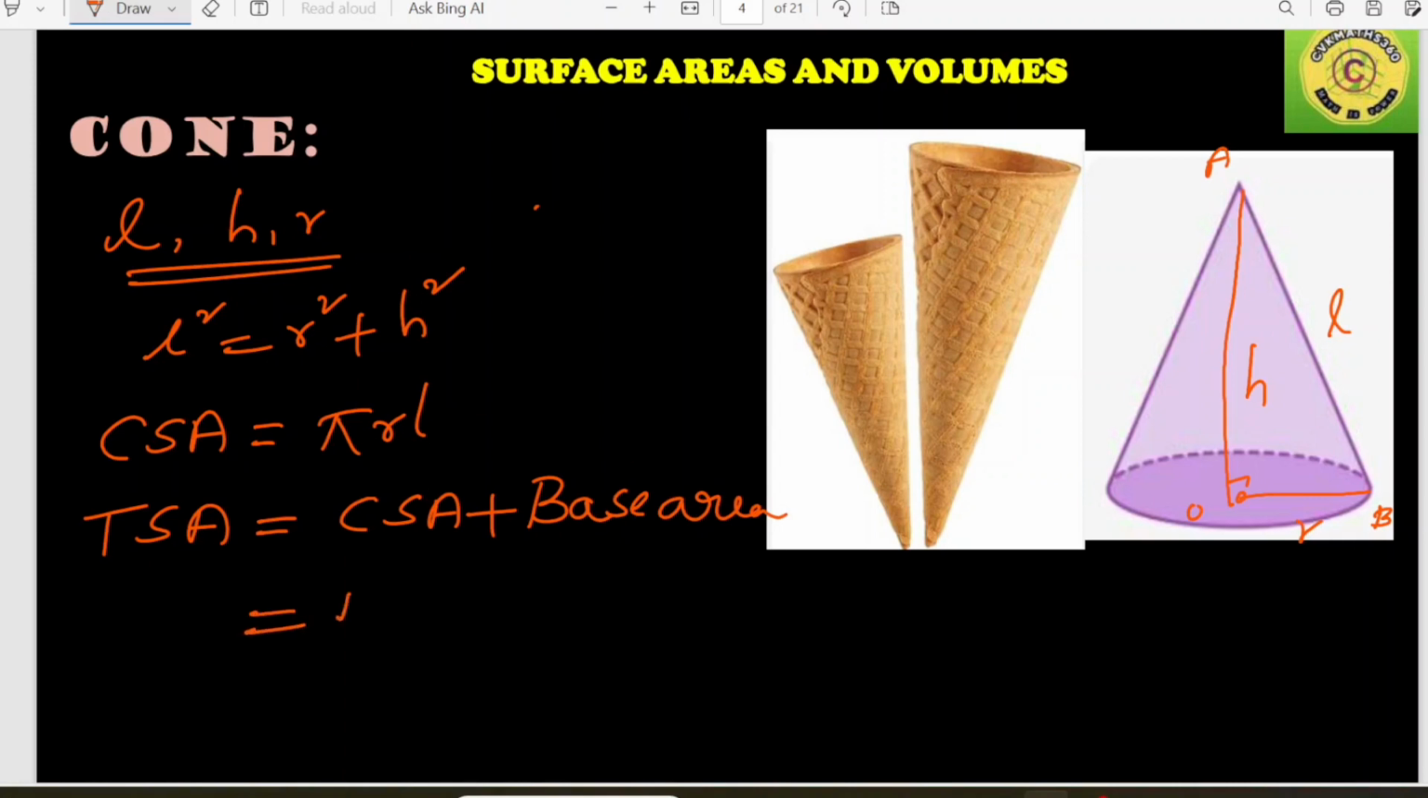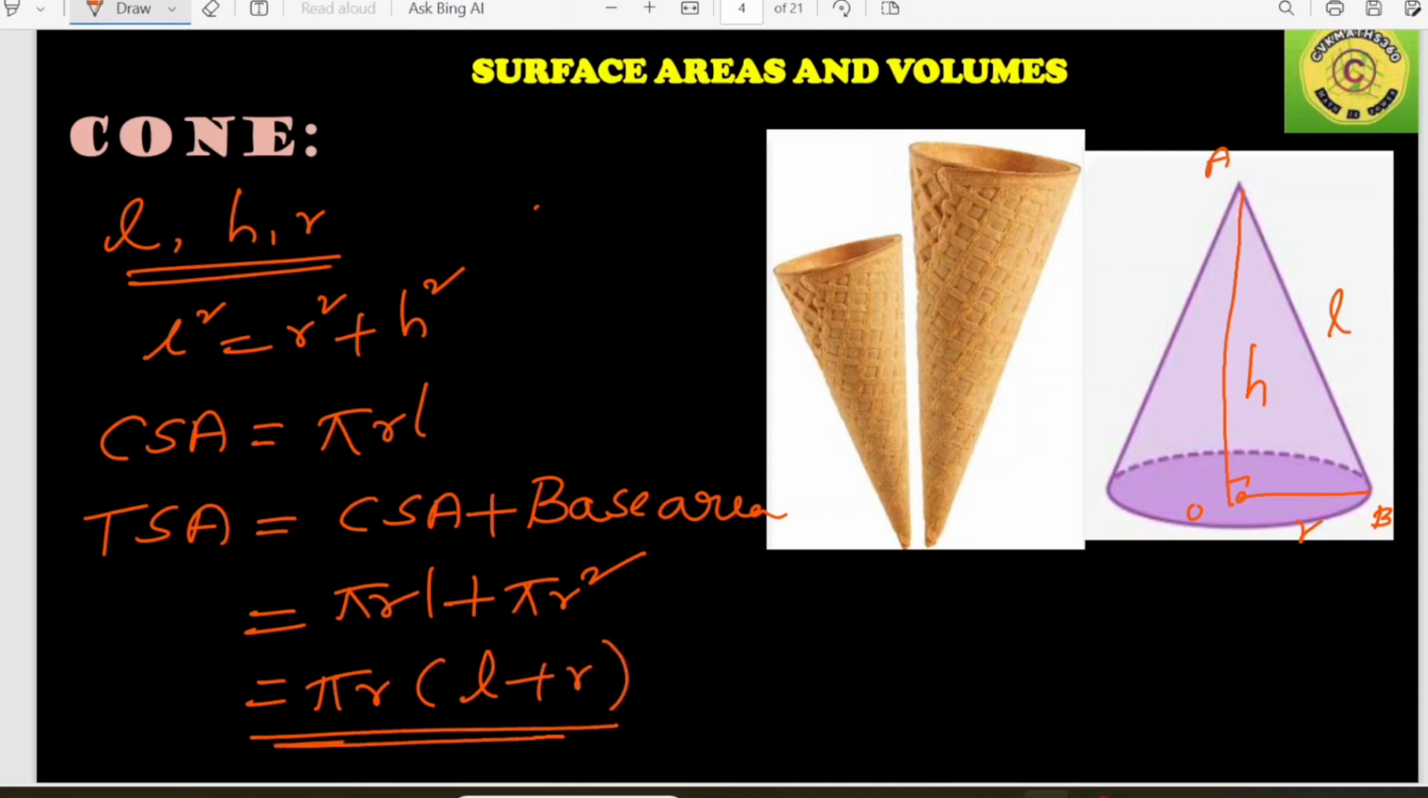So CSA is pi r L plus base area is pi r square. If I take pi r common, we'll get pi r times (L plus r). This is the total surface area of the cone. Next, volume.